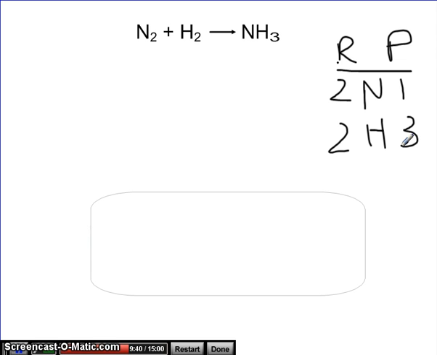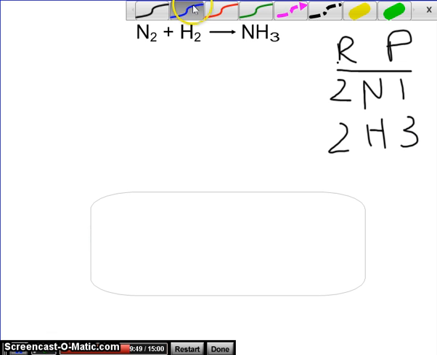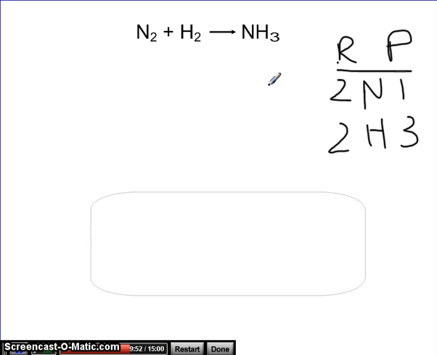Now looking at these, it's not easy to multiply 2 to get to 3, but I have 1 nitrogen on the product side, 2 nitrogens on the reactant side, so that's where I'm going to focus first. So I have 1 here, I need to get to 2. So if I put a 2 up here, that multiplies in this 1. Now I have 2 nitrogens. But this 2 also goes for hydrogen. So now I have 2 times these 3 hydrogens. So I have a total of 6 hydrogens on the product side.